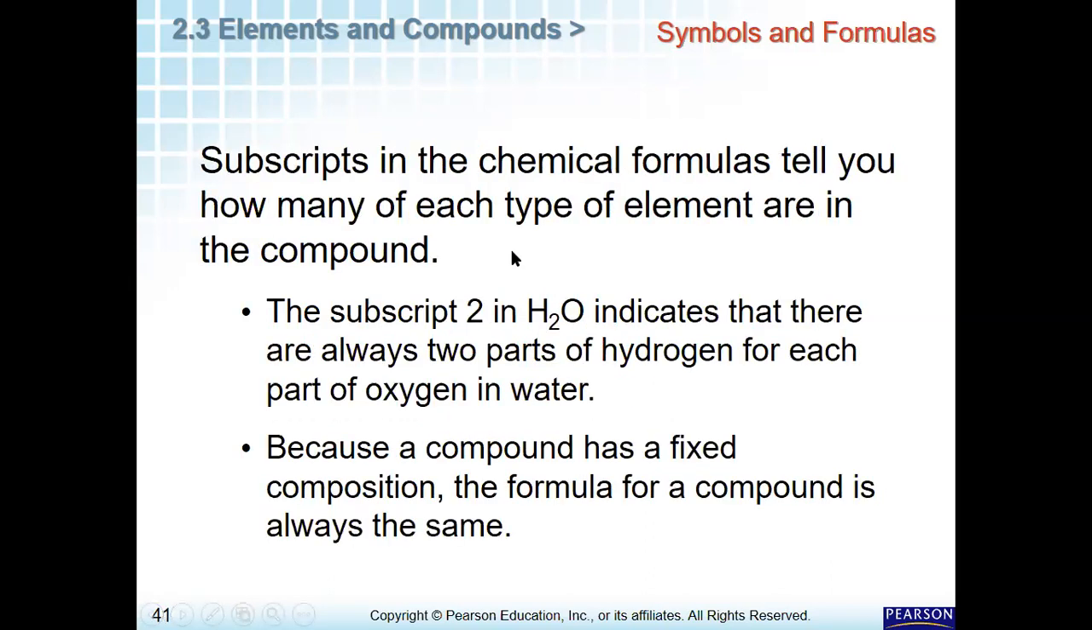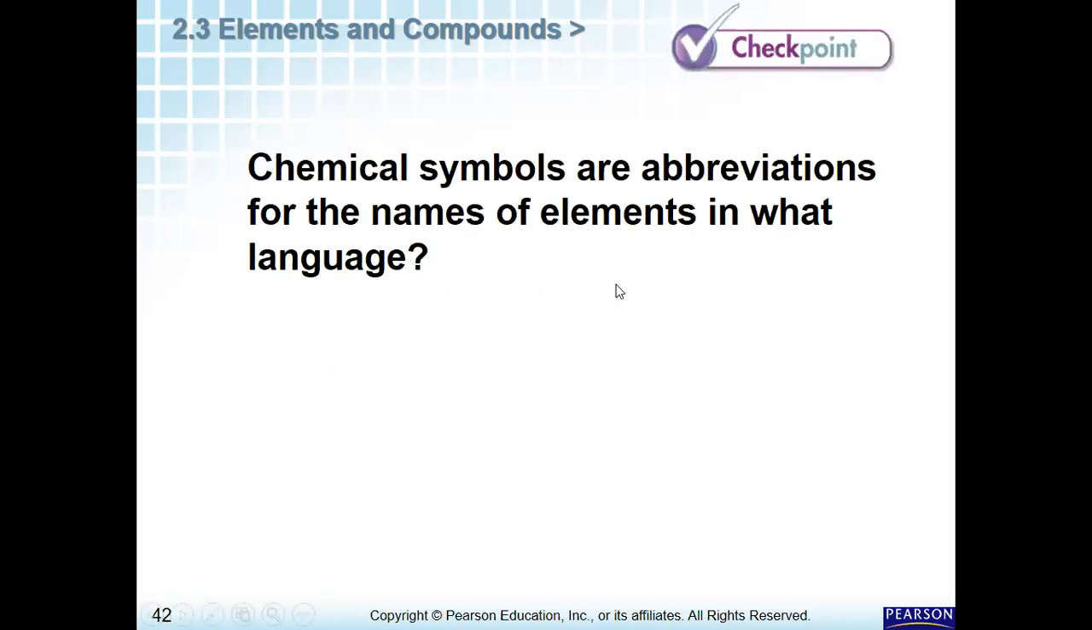We have here the subscript. The subscript is the small number we write after the element symbol, describing the number of atoms used from this element. The subscript is used mostly in the formulas of compounds. In water, H2O, the subscript indicates that we have two atoms of hydrogen. On the other side, no number is beside the oxygen, so it is only one. This is because the compound has a fixed composition, and the formula of a compound always has to be the same, with the same fixed proportion and ratio between the elements.